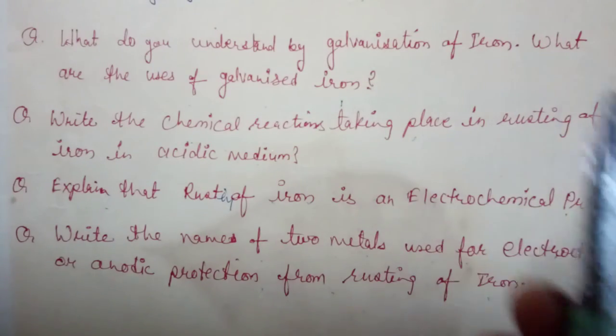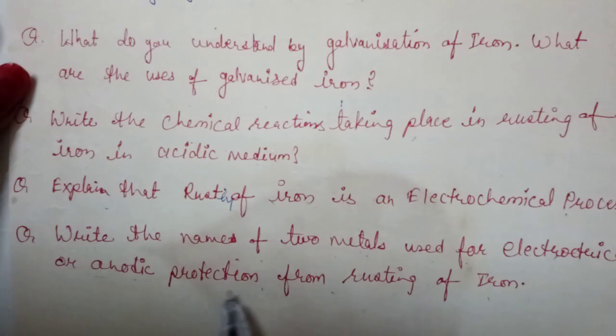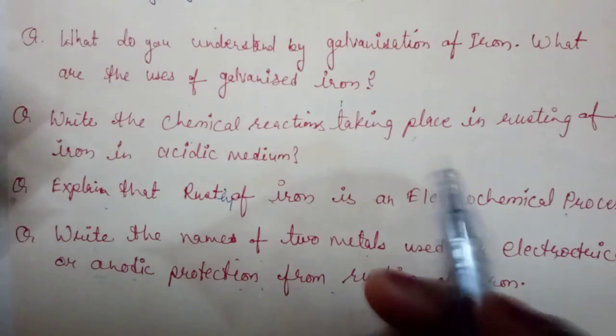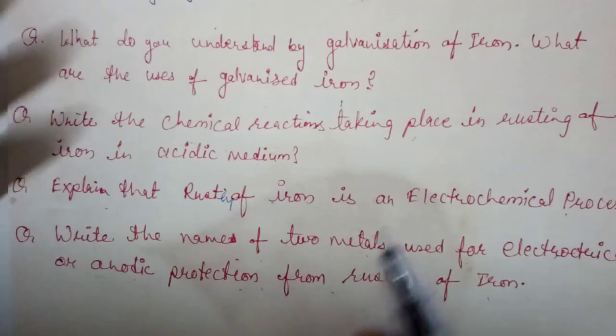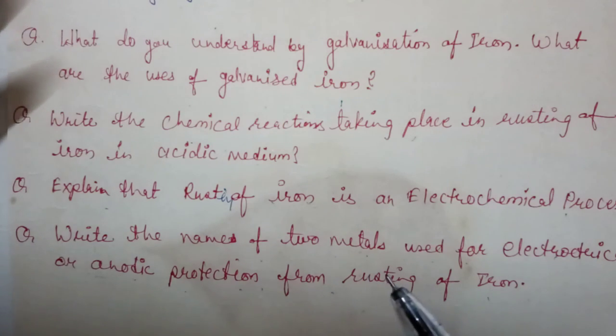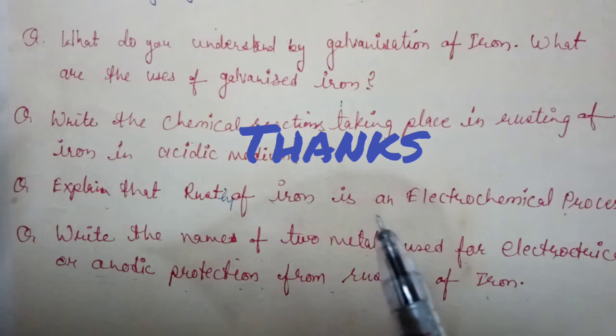Electrical protection is also called anodic protection, because anodes are used to prevent corrosion. I have told you that magnesium, zinc or aluminium can be used as the anode to prevent corrosion. These are the most important questions related to corrosion. You have to write the answers to these questions.